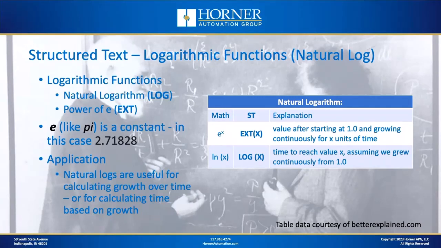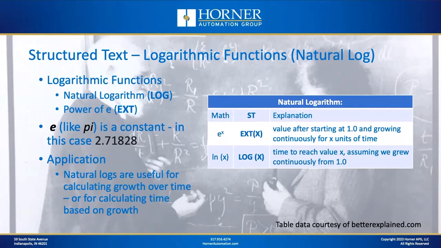But when we're talking about natural logs, we're talking about another constant, and that one is e, where that does not have a value of 3.14. It has a value of 2.718. Okay, so that's a constant that we use as we're analyzing growth.